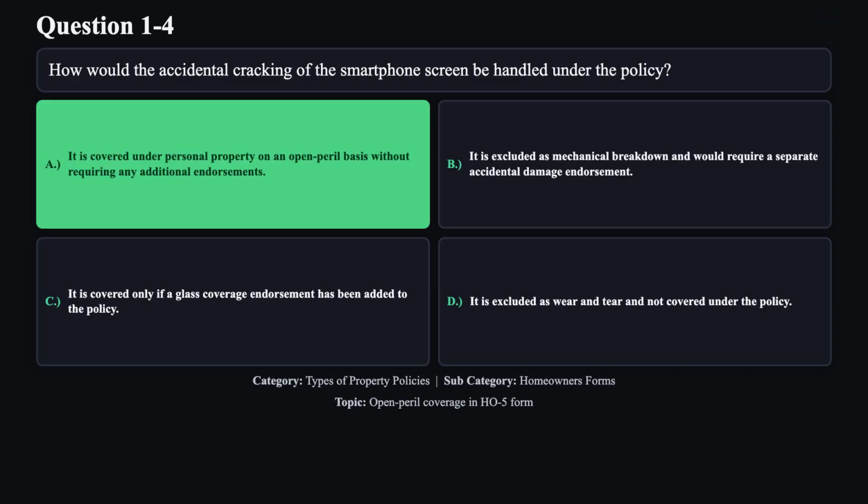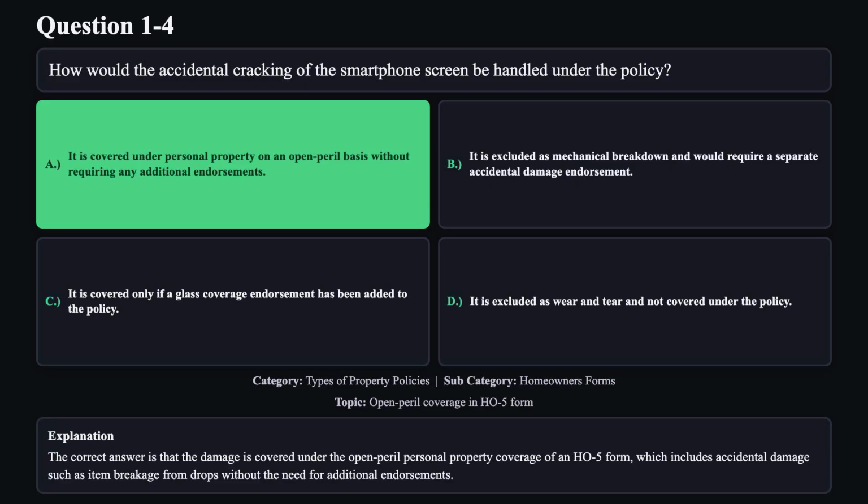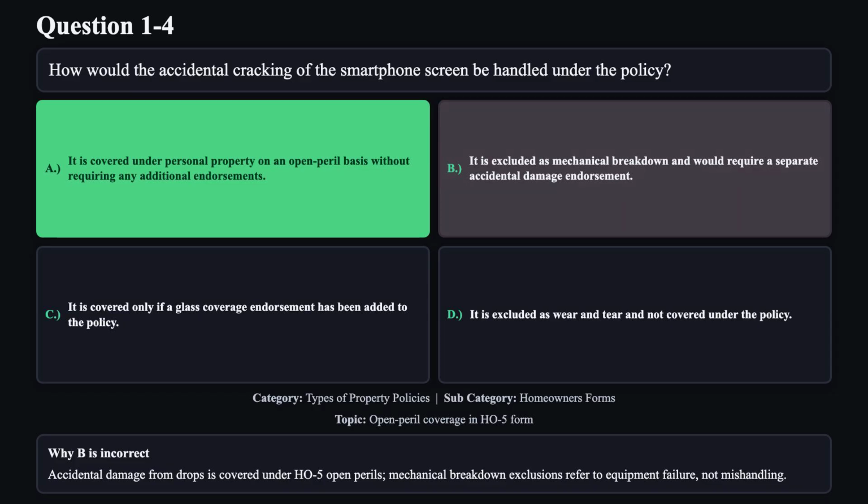The correct answer is A. The correct answer is that the damage is covered under the open peril personal property coverage of an HO-5 form, which includes accidental damage such as item breakage from drops without the need for additional endorsements. Reason B is not correct. Accidental damage from drops is covered under HO-5 open perils. Mechanical breakdown exclusions refer to equipment failure, not mishandling.